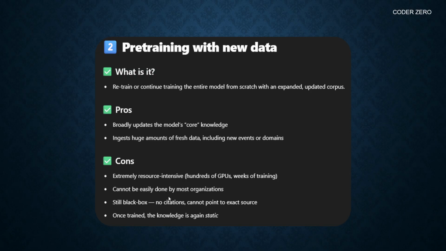It cannot be easily done by most organizations, because training a model from scratch is a very sophisticated task. It is still a black box, with no citation, so we cannot point to the exact source. Also, once trained, the knowledge is again static. So we are not dynamically updating the knowledge. It has the same issue because we are training the model again, and then we have a knowledge cutoff date.